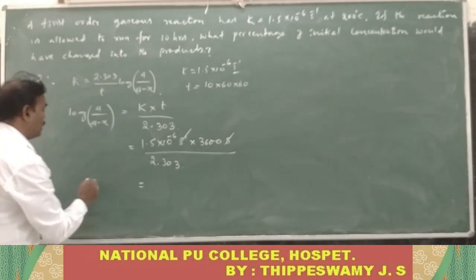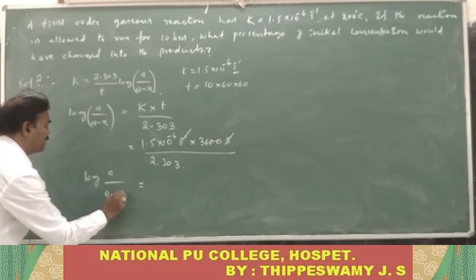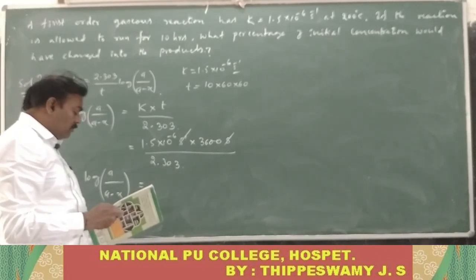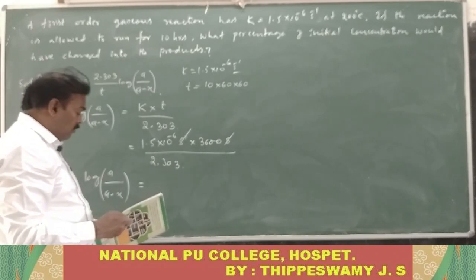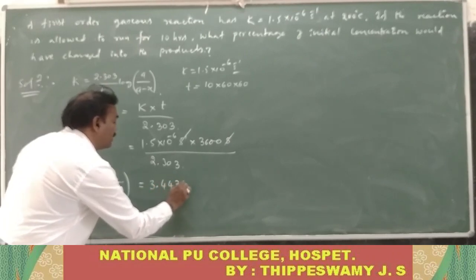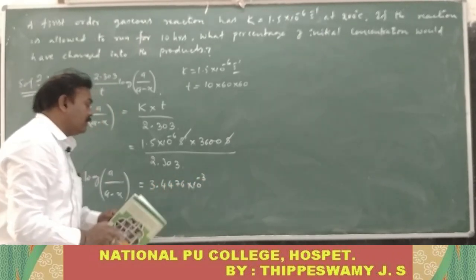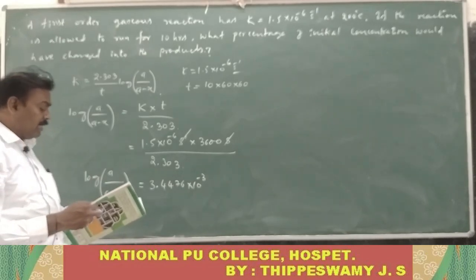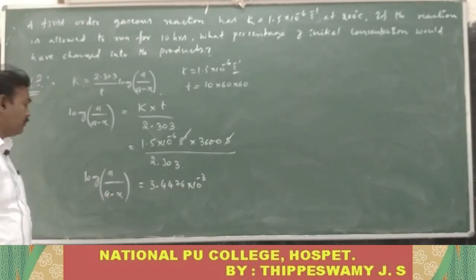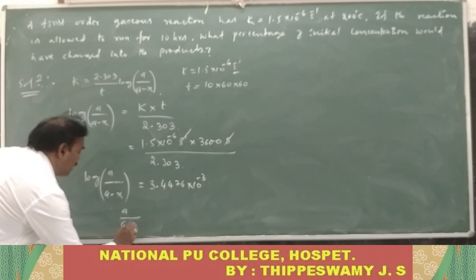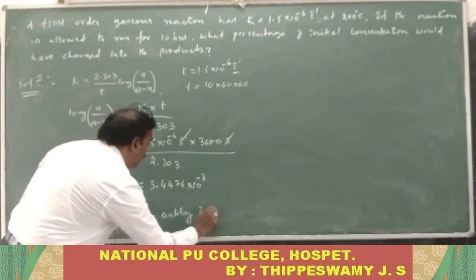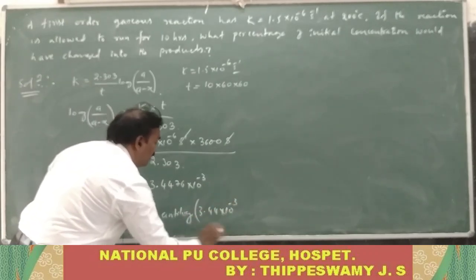2.303. Okay. On simplification, log of A by A minus X is equal to how much? We are getting that value, that is 3.4476 into 10 to the power minus 3. You are getting it. Following? This is the value of log A by A minus X. Then what is the value of A by A minus X? A by A minus X is equal to the anti-log of 3.44 into 10 to the power minus 3.